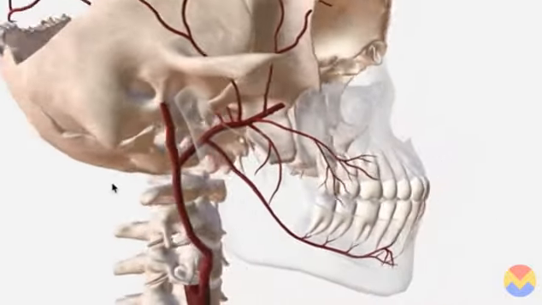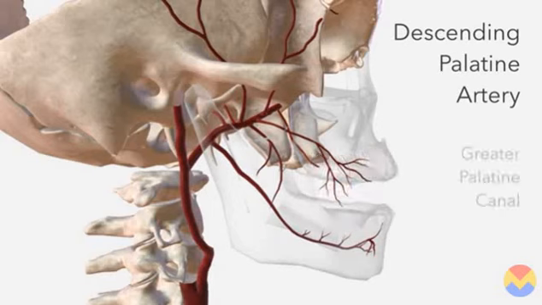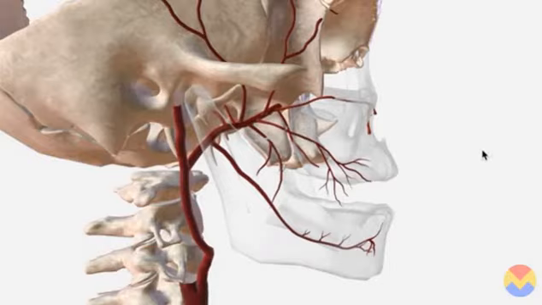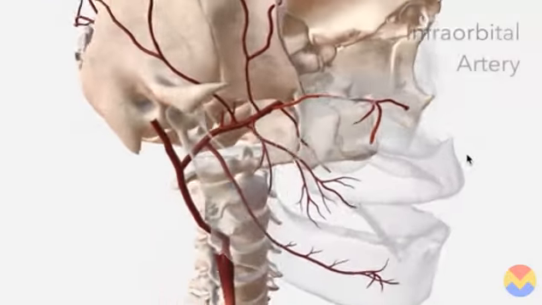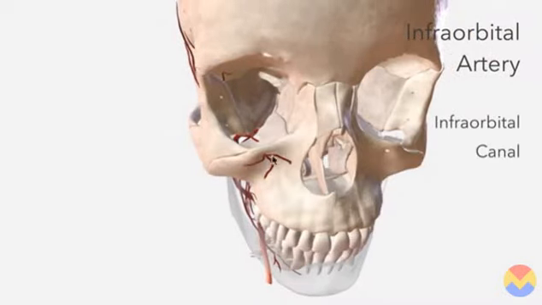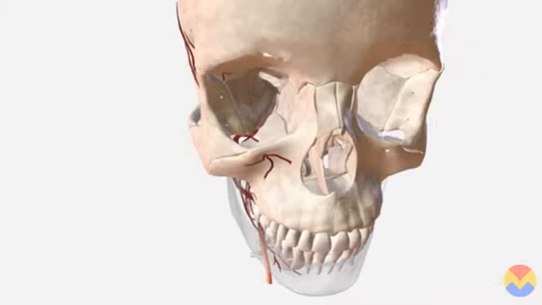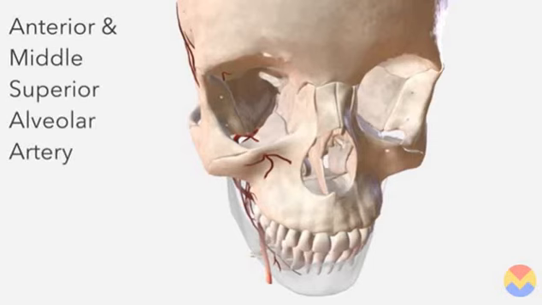Okay, next up for discussion is the descending palatine artery, which passes through the greater palatine canal. That's the descending palatine artery. We then have the infraorbital artery, passing through the infraorbital canal and emerging from the infraorbital foramen. It gives off two further branches. They are the anterior and middle superior alveolar artery, which aren't included in this model.